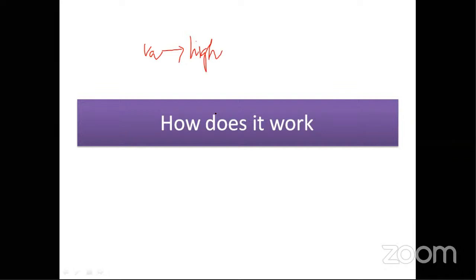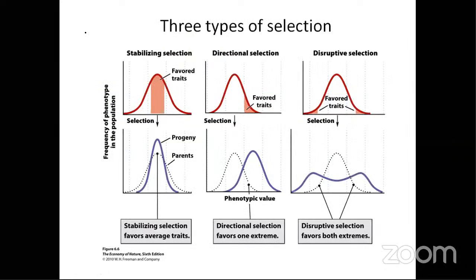So coming to the three types of selection, these three terms are very important. These types of selection are done by nature and also by human intervention. Does anybody previously know about this, any idea? Because I have to explain according to that. Do you know anything about stabilizing, directional and disruptive selection?